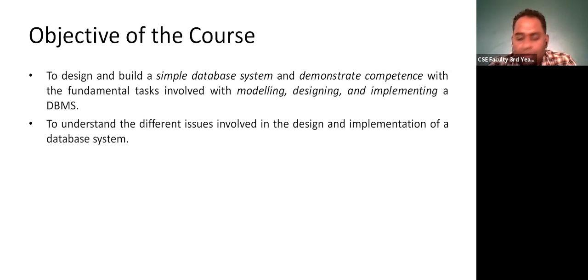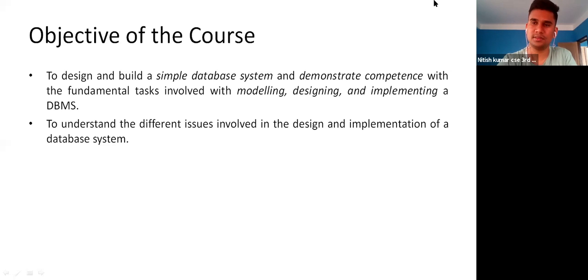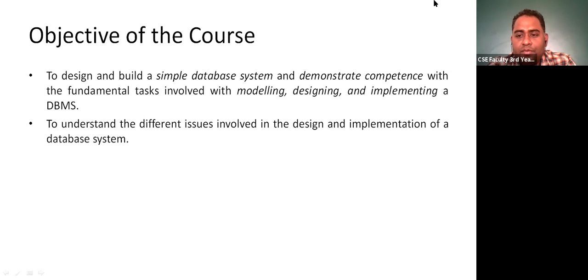Before I start, can you explain what data is, one by one? Whatever is in your mind, just try to express it. I'll start with Nitish. Just tell me what is data? What comes to your mind when I ask you what data is? I don't want any perfect answer, just whatever comes to your mind.